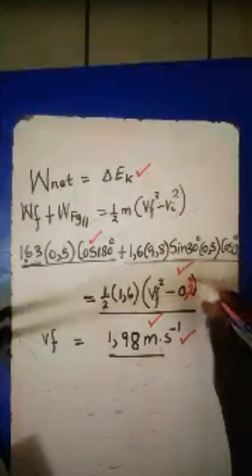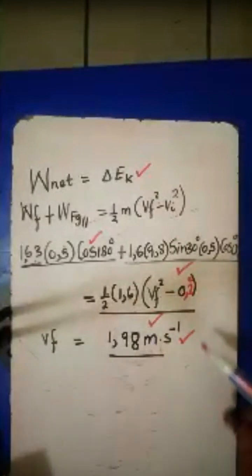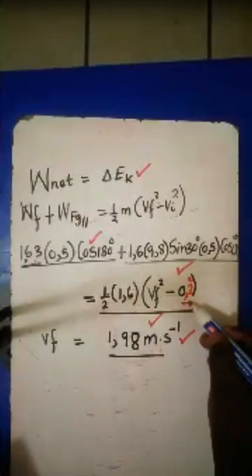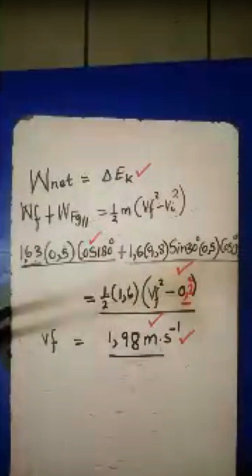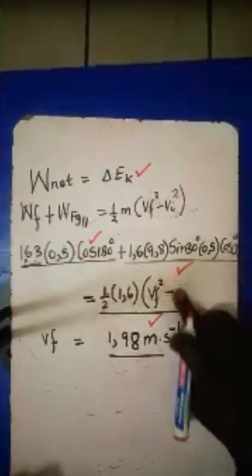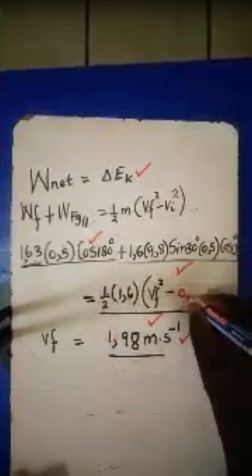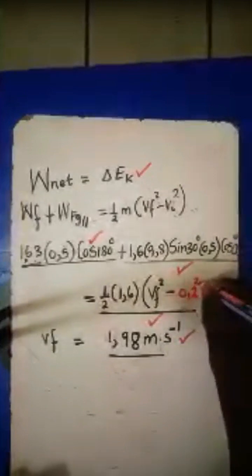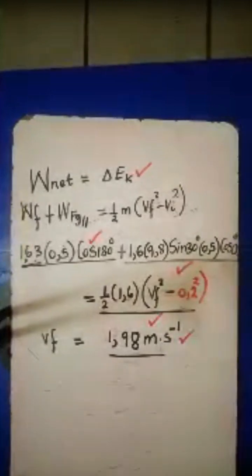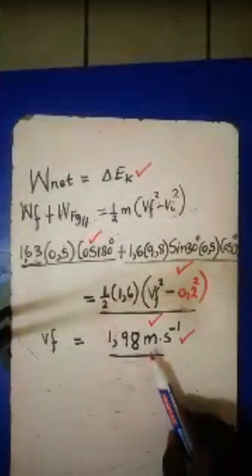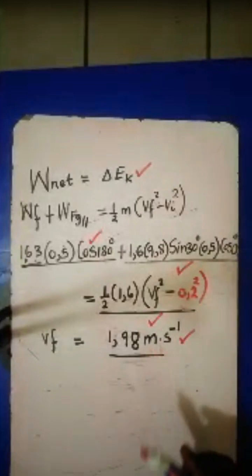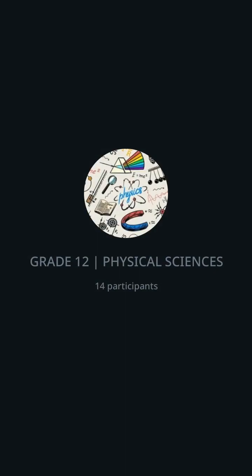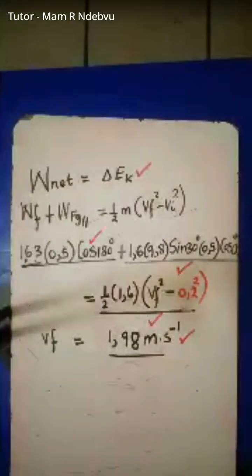I understand, I think it comes with that one. It is 0.2 squared, you are very right, not 0, because it did not start from rest. You are very correct. Thank you for that one. So the initial velocity is not 0, but 0.2 squared. Our answer was coming as 1.98 or 1.97, depending on your calculator if you round off along the way.